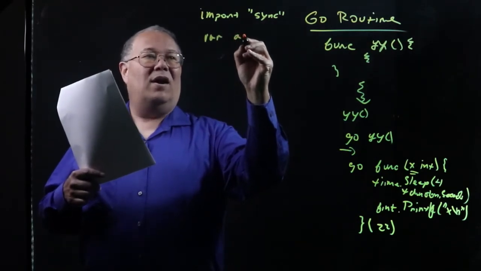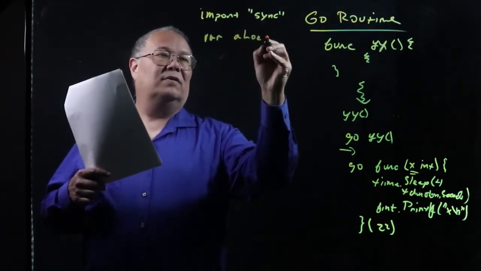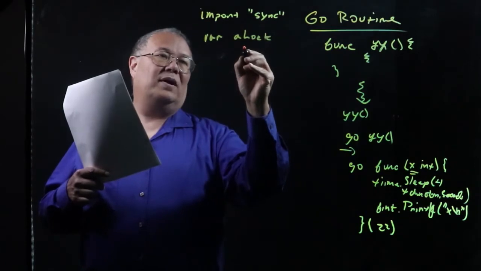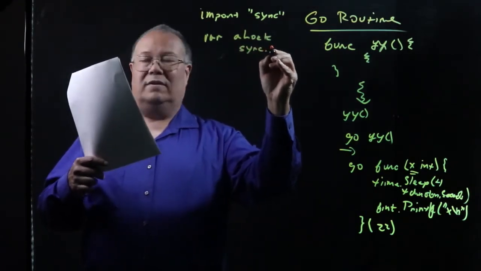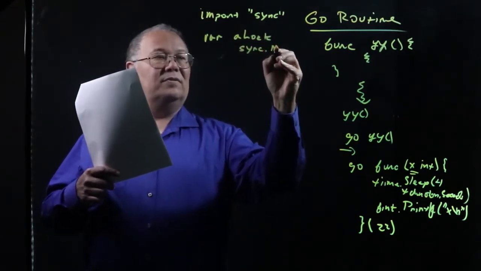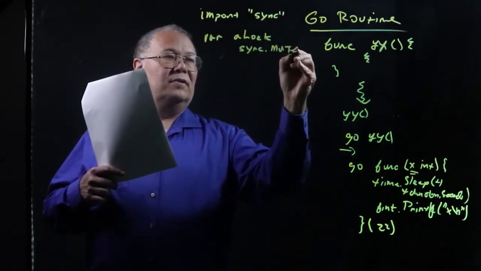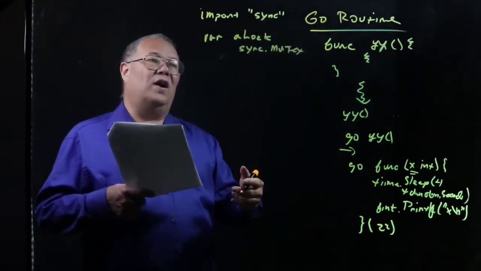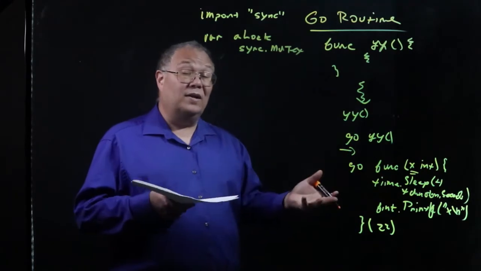Name it a lock of type sync.mutex. And there are other kinds of locks. This one is just a simple lock-unlock.